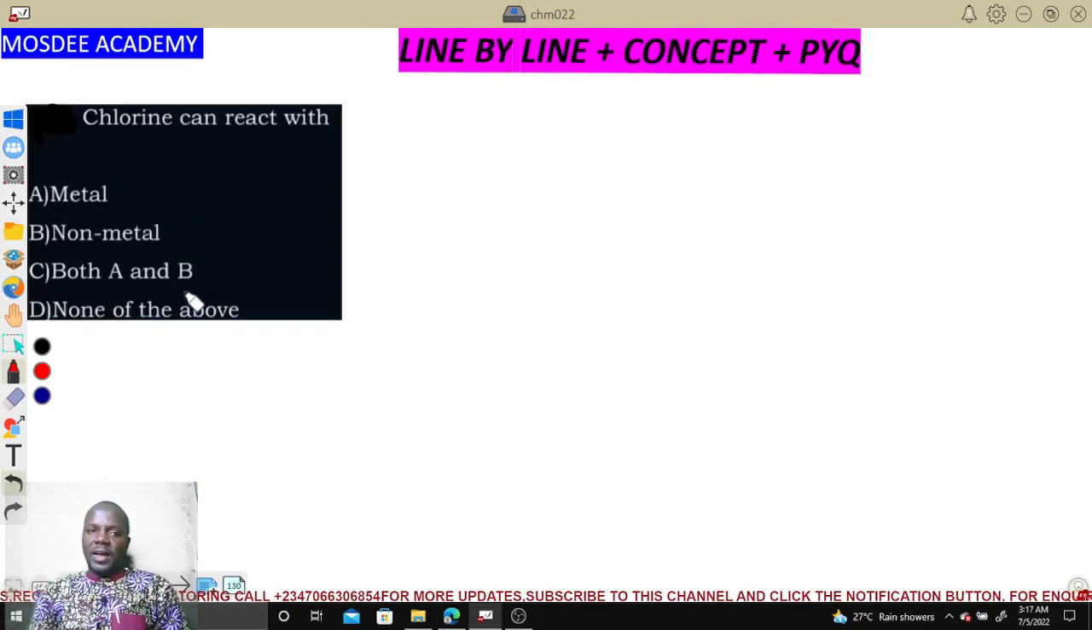Chlorine can react with that. We've talked about this. Chlorine reacts with metals and non-metals, forming metal halides and non-metal halides. So we've talked about it. Both A and B will be the right answer to this.